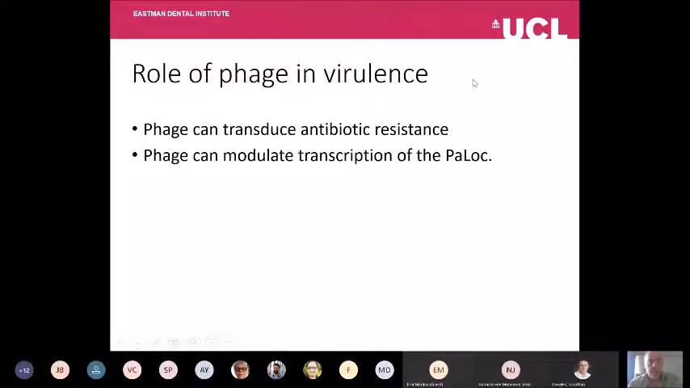I'm just going to talk very briefly about the role of phage in virulence in C. difficile and in other organisms. Phage have got a big role in virulence. And on occasions they can transduce antibiotic resistance genes, and also in the case of C. difficile, a number of other workers have shown that phage can modulate and can both up and down regulate transcription in the polyp. So phage as well is important as these other mobile genetic elements I've been talking about.